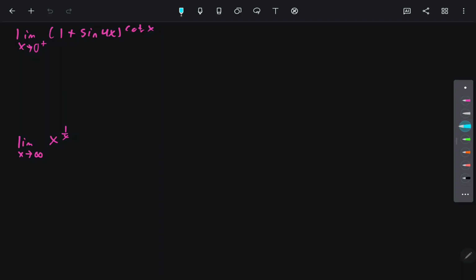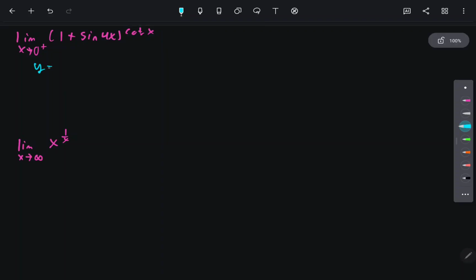So let's go over how to work through these, really. The way that we're going to start this out is we're going to define a function, y is equal to 1 plus sine of 4x to the power of cotangent of x. Now what we want to do is take the natural log of both sides. So we get cotangent of x times the natural log of 1 plus sine of 4x.